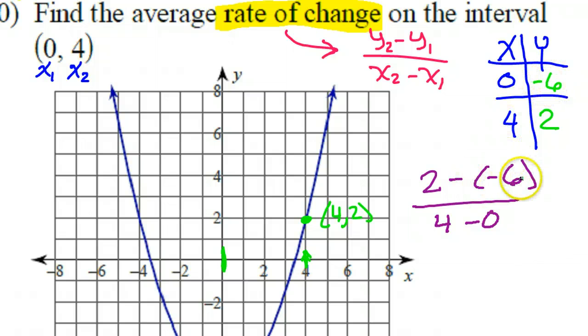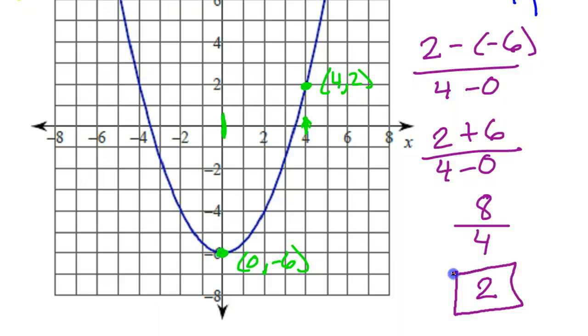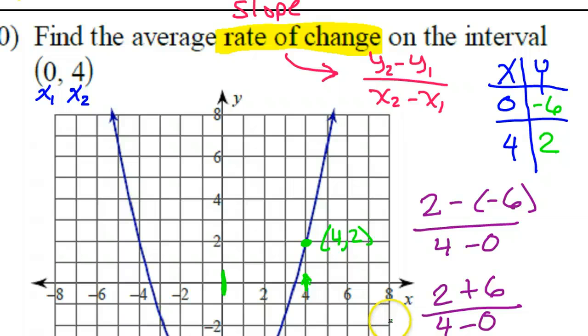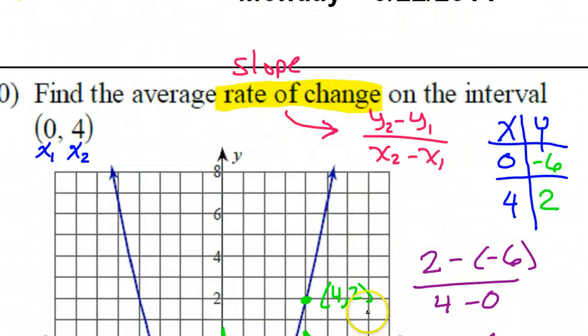I think it helps to put the negative 6 in parentheses. But this quickly becomes 2 plus 6 because minus a negative is addition. Now 2 plus 6 is 8, and 4 minus 0 is 4, which simplifies down to 2. So this is the average rate of change for the interval they gave us, 0 to 4. We worked it out. It was 2. That was number 10.